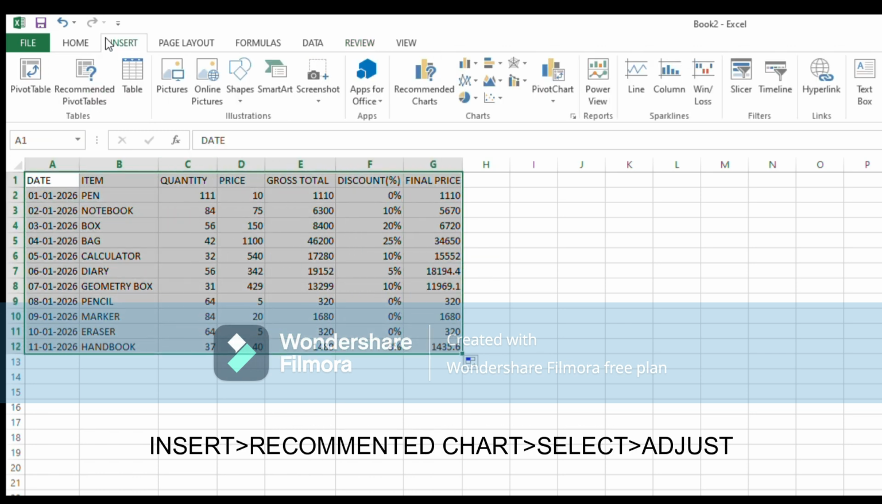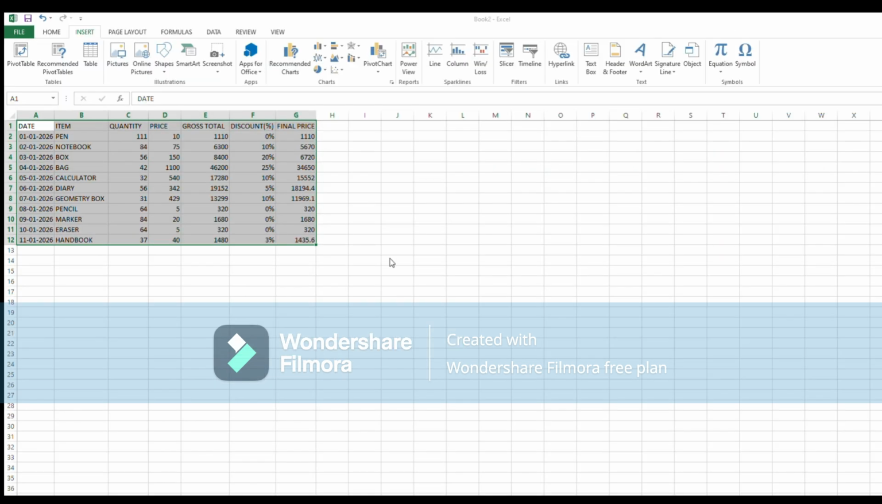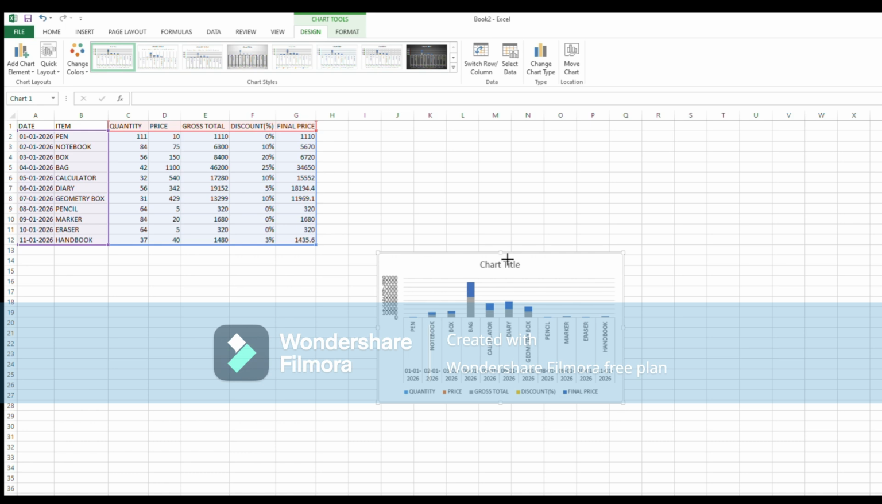I do discount percentage. I want to give final price. The formula is to find the percentage and subtract it from gross total. Before every formula, equals sign is needed.